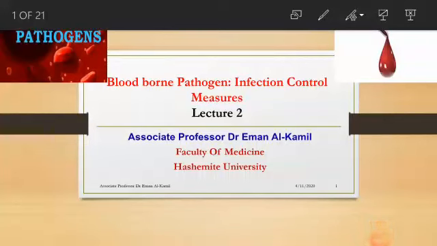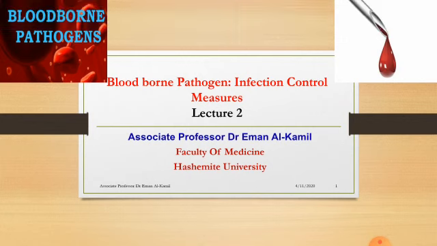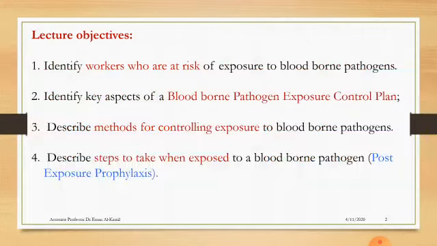We are going to discuss the control measures for bloodborne pathogens. The objectives of this study include the following. First, we are going to identify the workers who are at risk of exposure to bloodborne pathogens and identify the key aspects of a bloodborne pathogen exposure control plan. Then we are going to describe methods of controlling exposure to bloodborne pathogens and describe the steps of post-exposure prophylaxis.